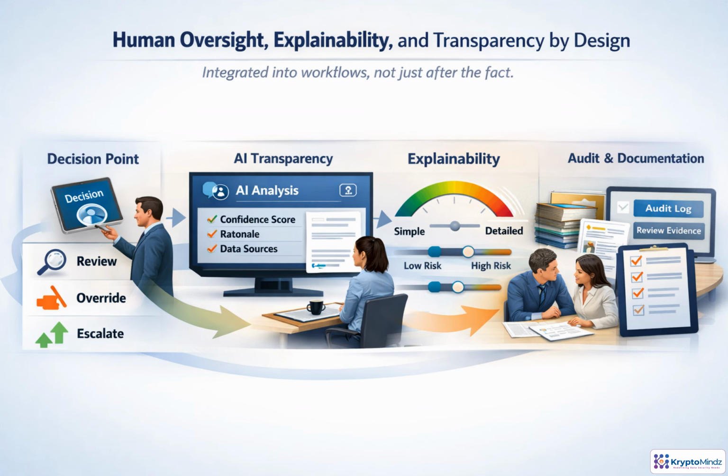Effective oversight is not a final rubber stamp. It begins by identifying the decision points where people must review, override, escalate, or validate an AI recommendation. To make that review meaningful, users need transparency. What the AI did, its confidence, rationale, data sources, limitations, and when it should not be used. Explainability should scale with impact and risk. Low-risk decisions may need a simple reason, while high-risk decisions require deeper evidence. Reviews, overrides, disclosures, training, and feedback should be captured so accountability is traceable and improvable.